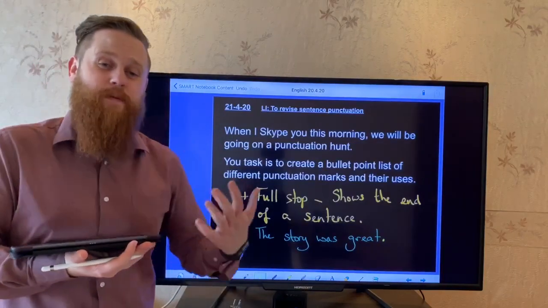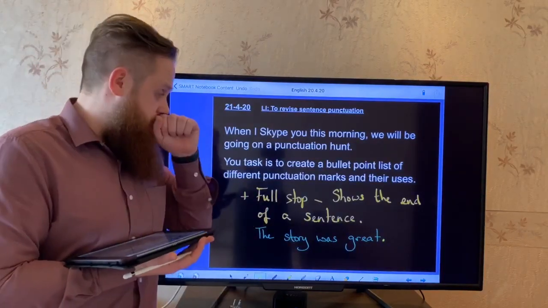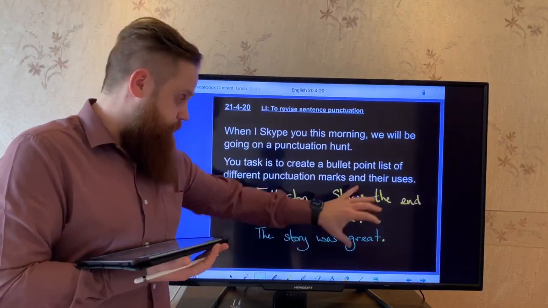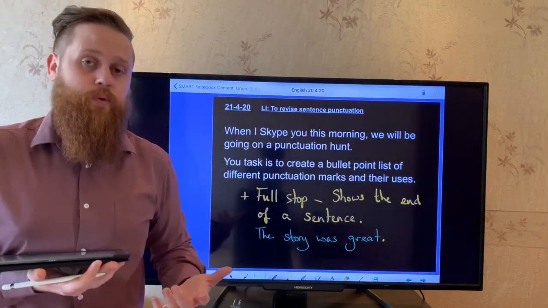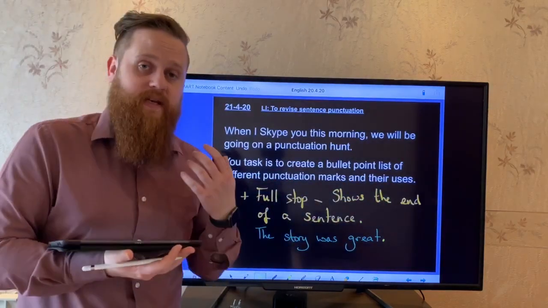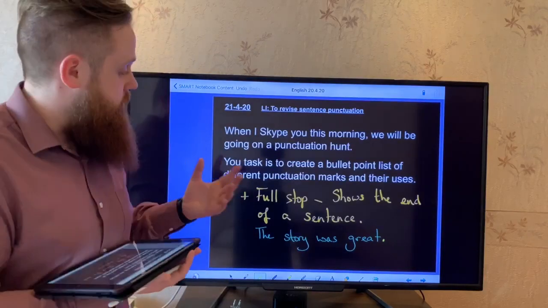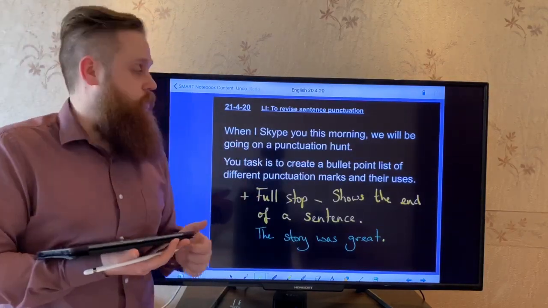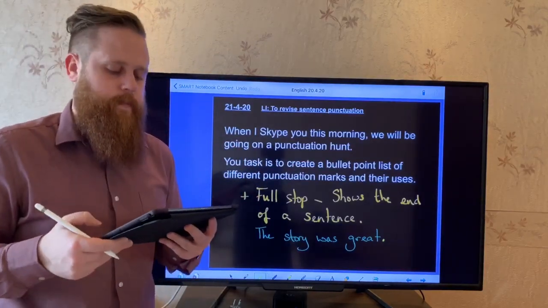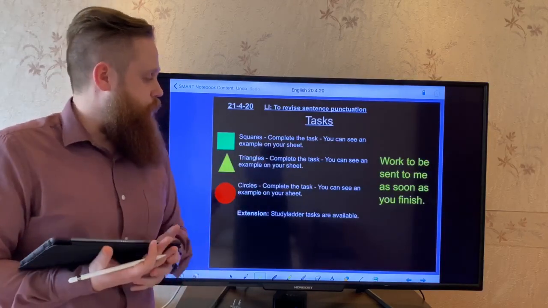And then I will come up with the next punctuation mark that I know. Pardon me. I will give the name of it, what it does, and an example, okay? So I'm looking for different punctuation marks, their uses, and an example, please, Year 6. That is your task, okay? It's all on the sheet for you, okay?